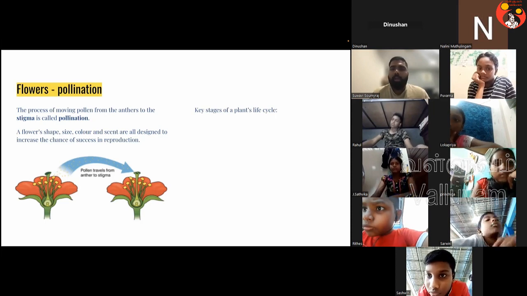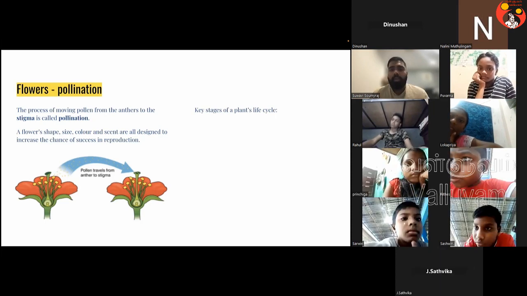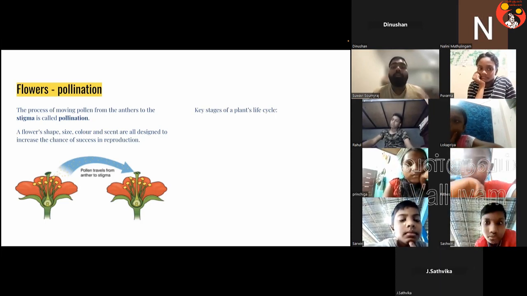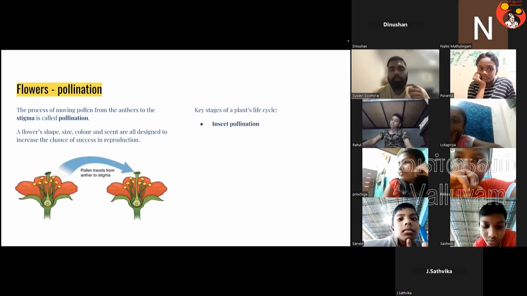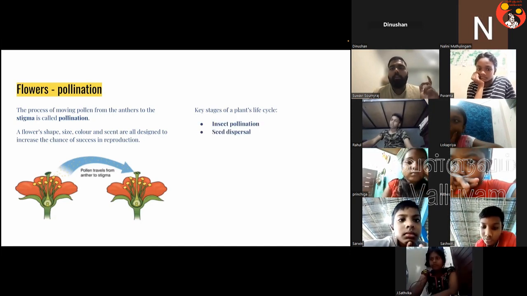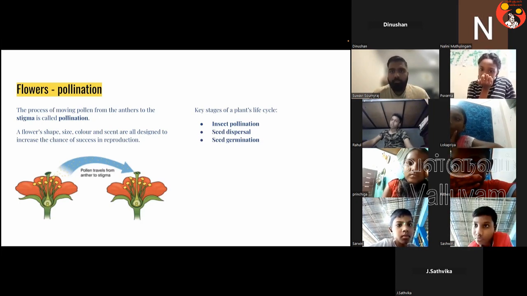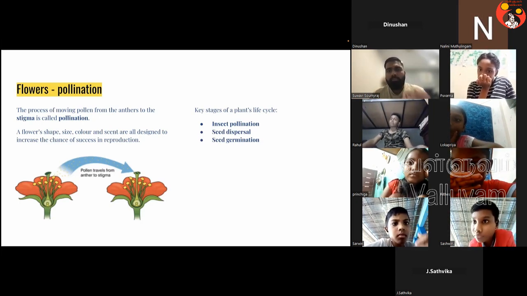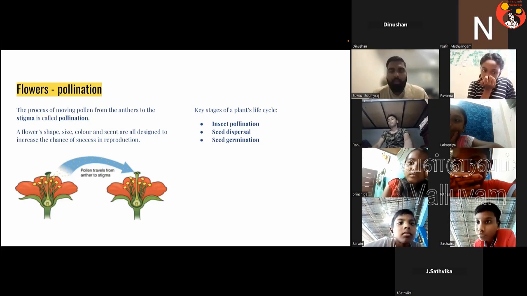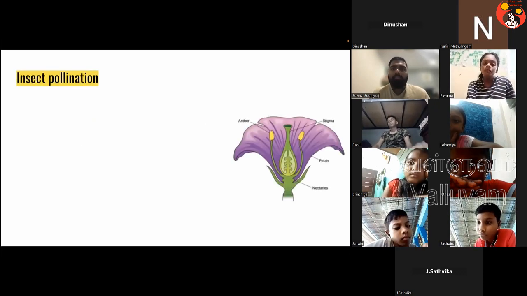In a plant's life cycle, there are a few key stages. These include insect pollination, seed dispersal, and seed germination. We'll go through each of these to explain what they actually are. Insect pollination.